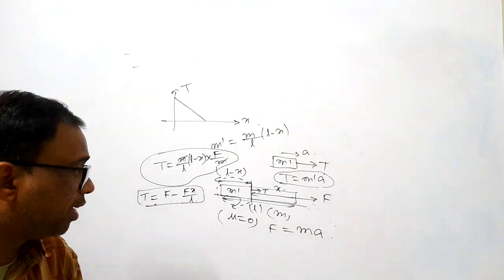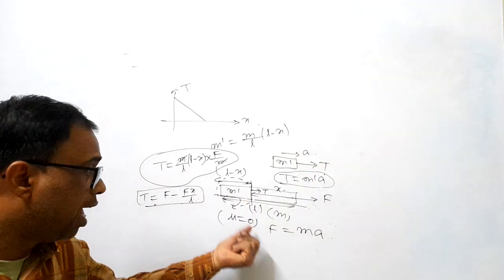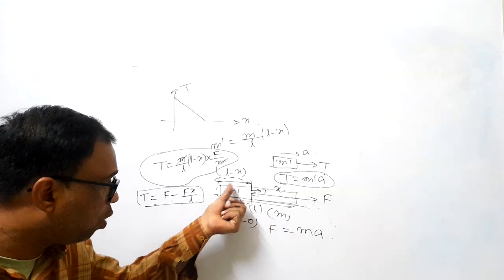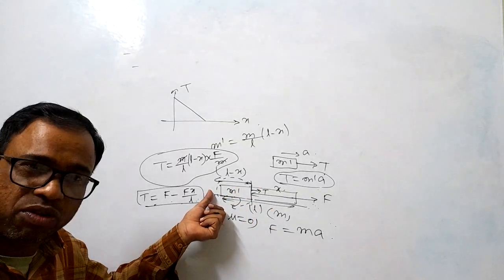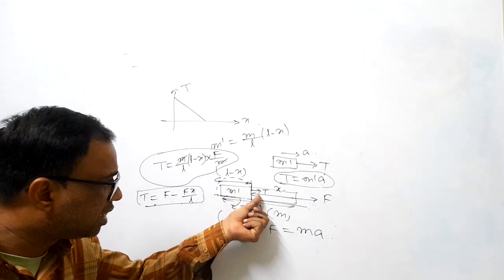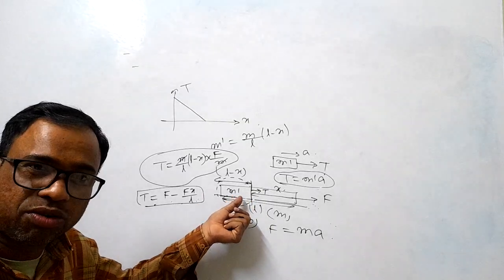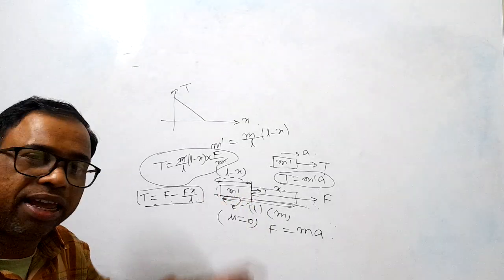You want to find the tension inside the body. The body is moving with acceleration A, so it experiences a pseudo force. If you consider this, the tension is produced to balance this pseudo force. So tension is nothing but M dash A.